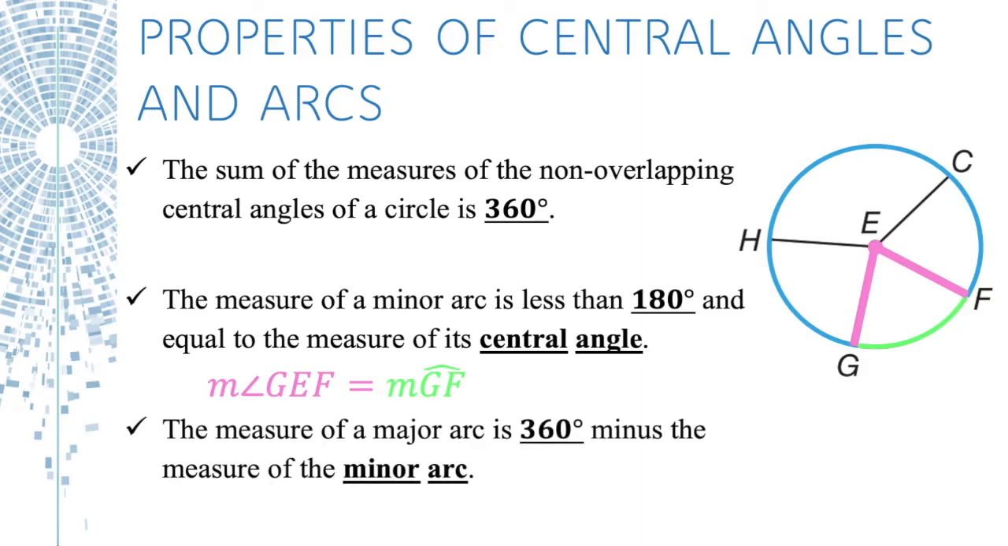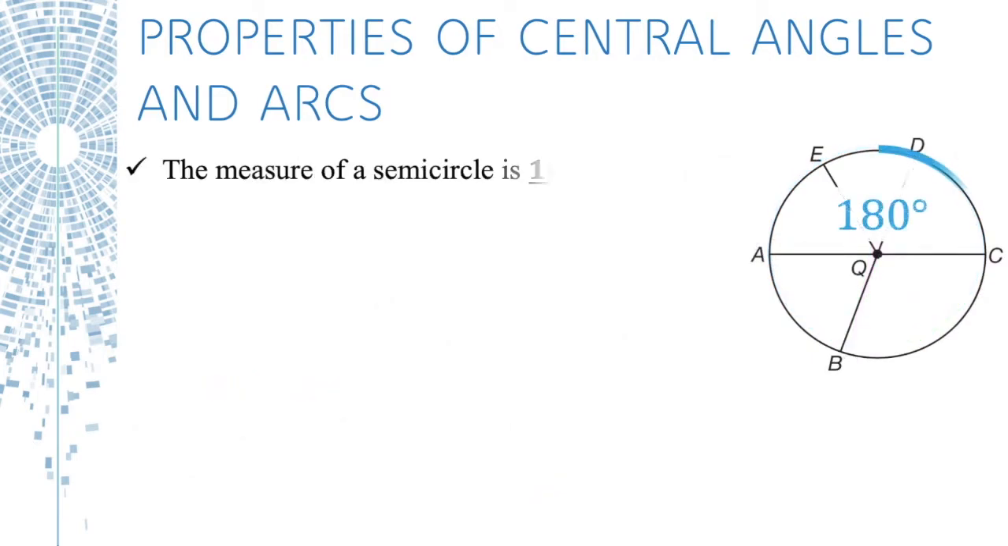The measure of a major arc is 360 degrees minus the measure of the minor arc. So in this case, the measure of the arc GHF equals 360 minus the measure of the arc GF. The measure of a semicircle is 180 degrees.